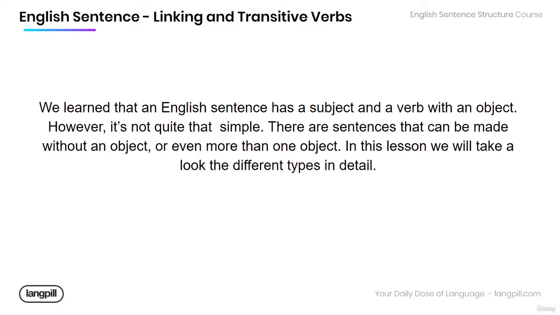In the beginning of this course, I told you subject, verb, object, just to introduce to you the main way that we form sentences. But when we get more advanced, really that object isn't always an object like we think it is. So there are sentences that can be made without an object, okay? Or there are sentences that have more than one object, or there are sentences where it looks like an object, but actually we don't consider it an object. So in this lesson, we're going to go over those different types.